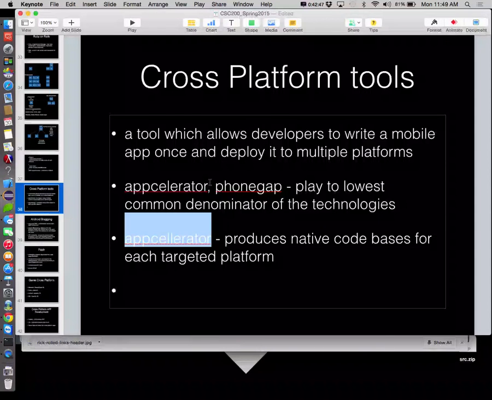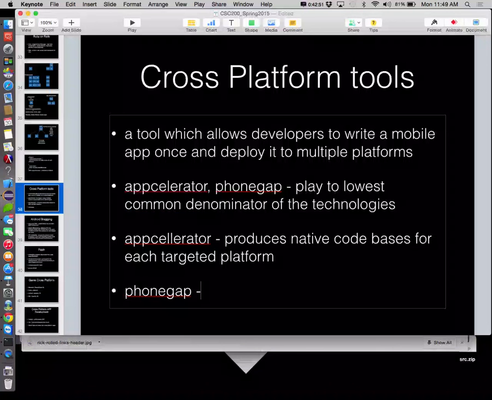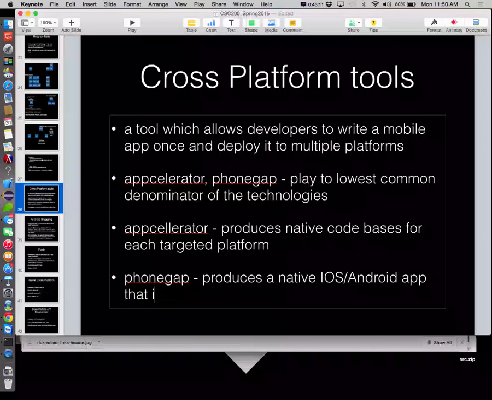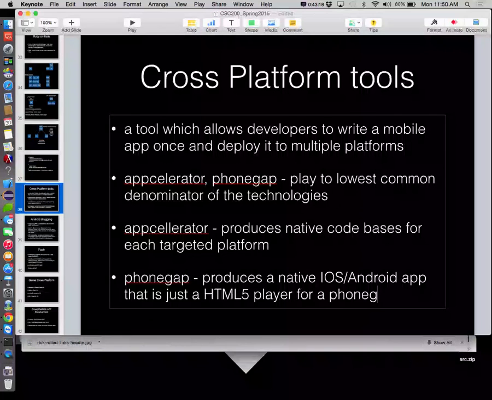Now, PhoneGap works a little bit differently. PhoneGap produces a native iOS or Android app. They also support other platforms, but let's just use that as our example. Produces a native iOS or Android app that is just an HTML5 player for a PhoneGap.